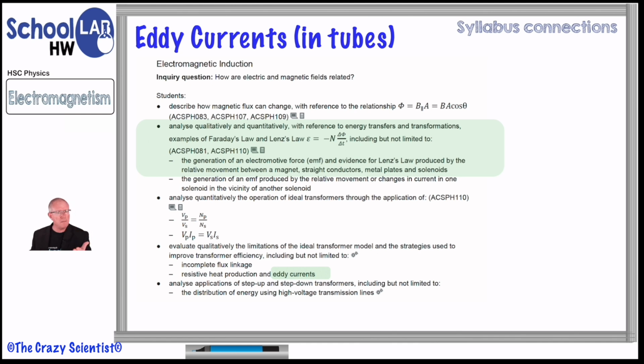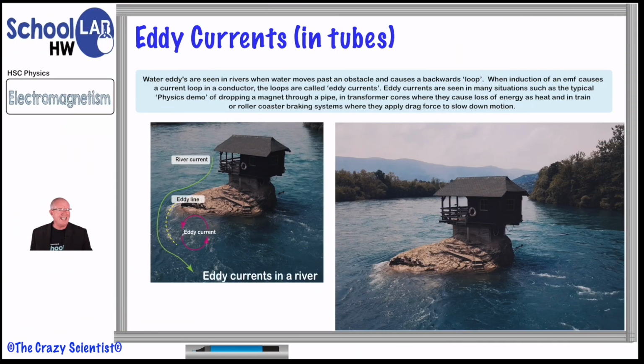If you remember the mind map with Faraday's law and the relative motion of a conductor with a magnetic field, well, it's got eddy currents in there to do with electromagnetic braking and of course in transformers, but now let's look at them in terms of tubes as well. Alright, so what is an eddy current?